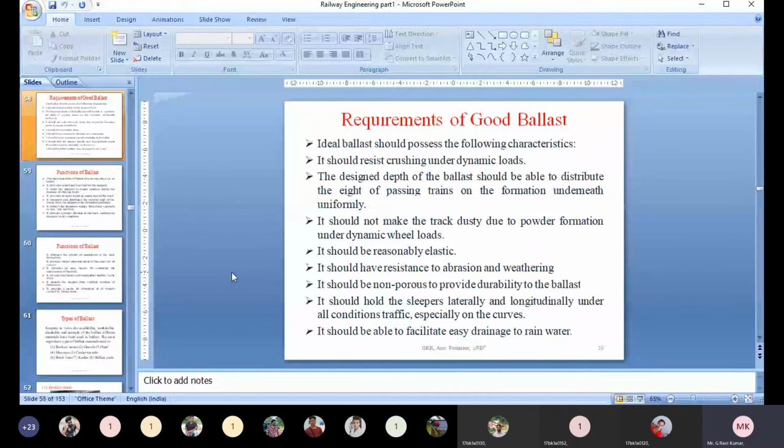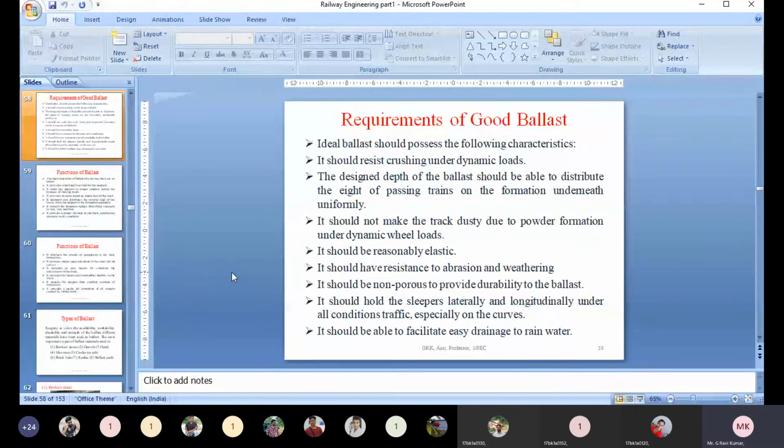And the requirements of good ballast we have seen yesterday. It should resist crushing and dynamic loads. It should be deep enough, and also it should distribute the entire load to the earth, and it should not make the track dusty due to powder formation and the dynamic loads, and also it should be reasonably elastic. It should have resistance to abrasion and weathering. It should be non-porous to provide durability to the ballast. It should hold the sleepers laterally and longitudinally under all conditions of traffic, especially on curves, and also it should facilitate easy drainage of rainwater. So these are all the various requirements for a good ballast.